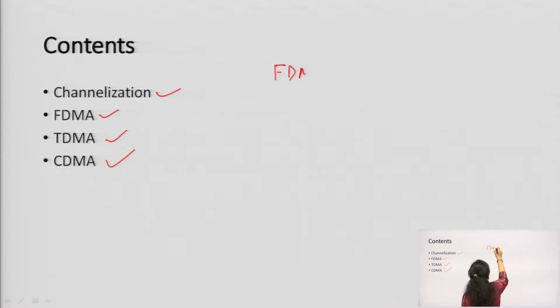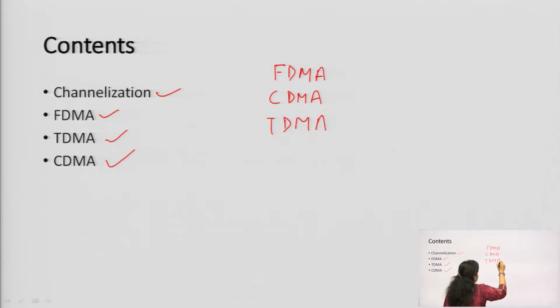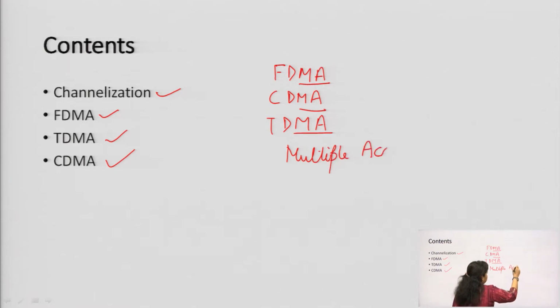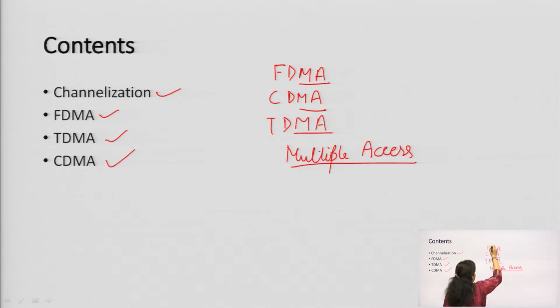So, what does it mean? Multiple access, if we are going to see what FDMA, CDMA and TDMA are. Now, two things are common in all three of these: multiple access. This is frequency division, this is code division and this is time division, but in all the cases the multiple access concept is used. Now, what is multiple access?